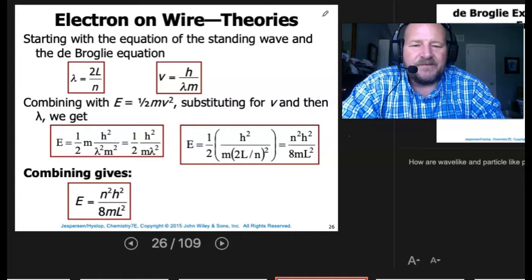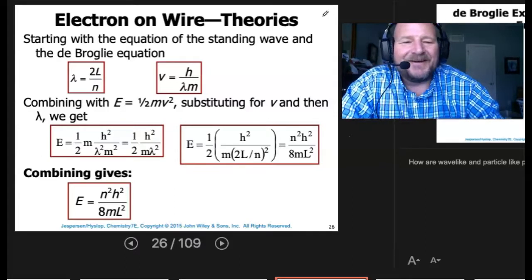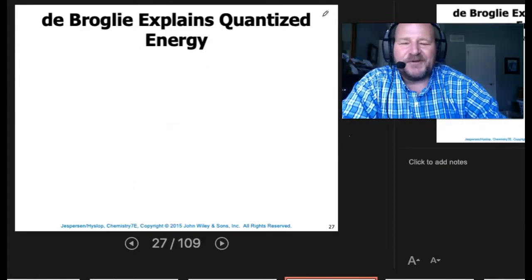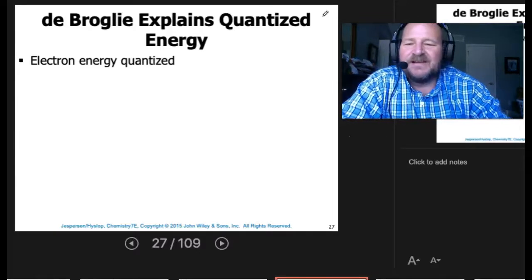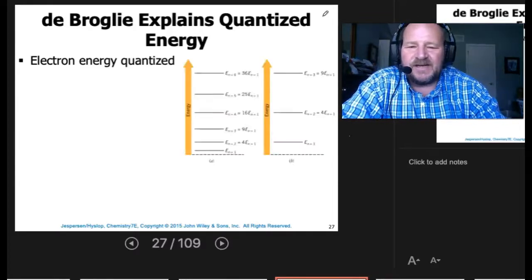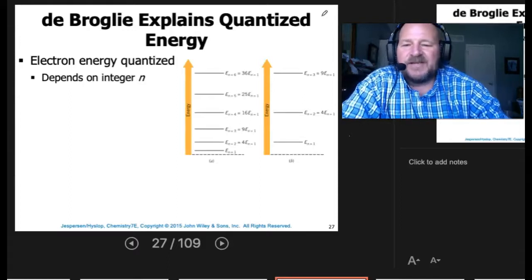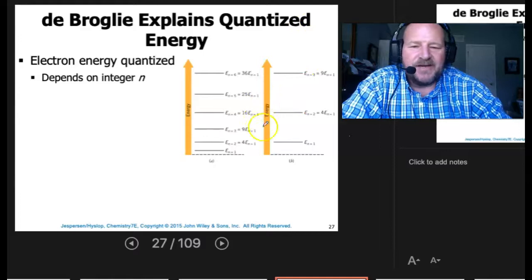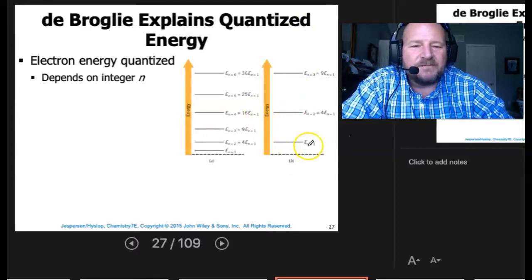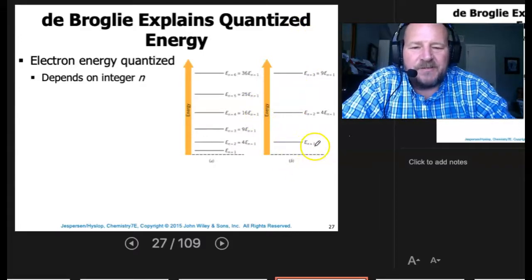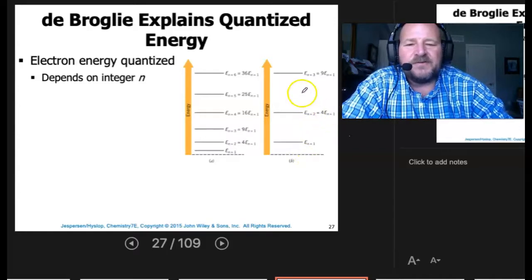You're going to have to look at that a few times, I bet. All right, so de Broglie then goes on to explain quantized energy. And he says electron energy is quantized. So, small writing here. It's going to depend on an integer of n. So again, we're still going to worry about this quantum number n. So n equals 1, n equals 2, n equals 3.